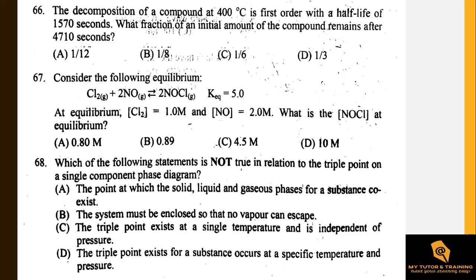And for the next question, number 67, here we have the reaction between chlorine and nitric oxide to give NOCl, and you are given the equilibrium constant. What does it say? The equilibrium constant is 5, and the concentrations are given. Then, what is the concentration of NOCl at equilibrium?